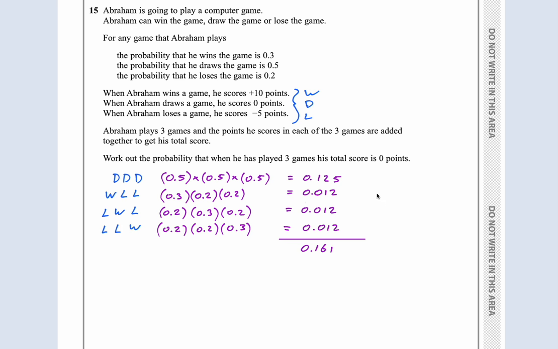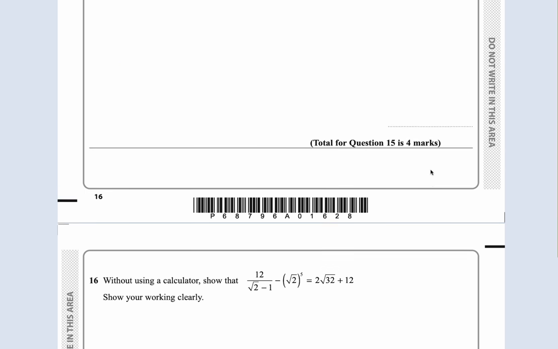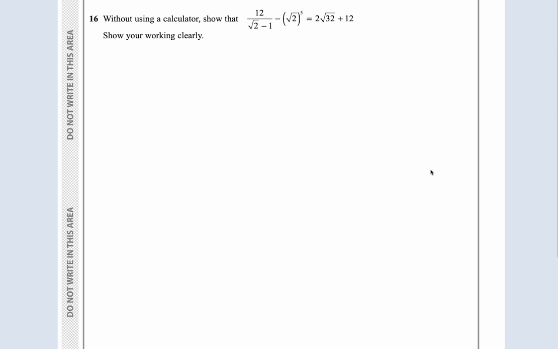0.161, and that's definitely acceptable working, guys. In fact, you've got a mark just for writing these down, the different combinations. Okay, question 16. Without using a calculator, show that this equals this.